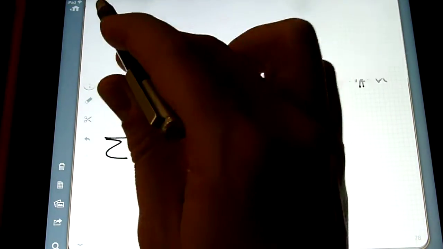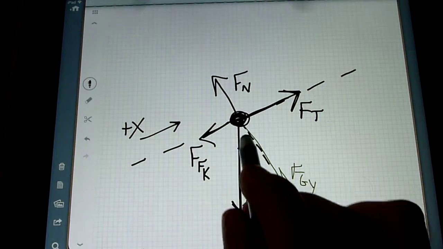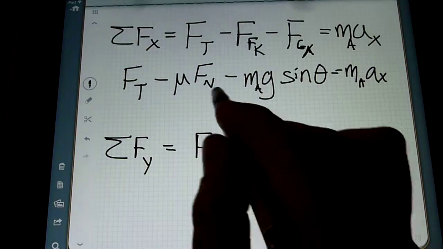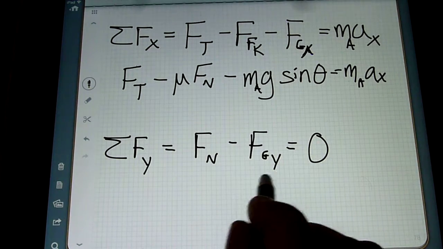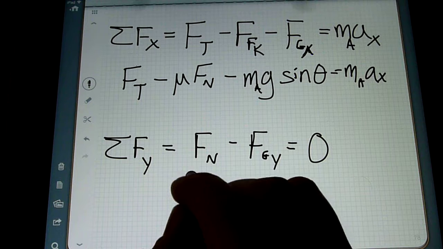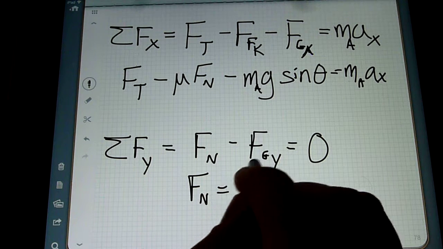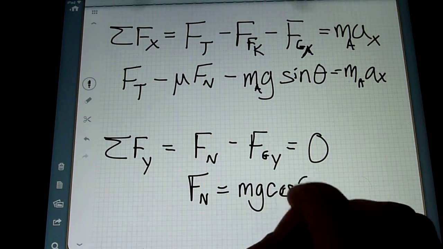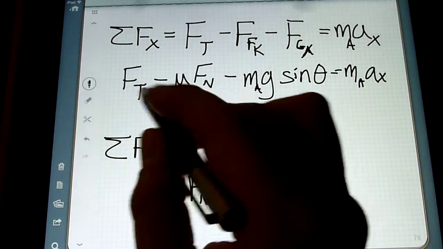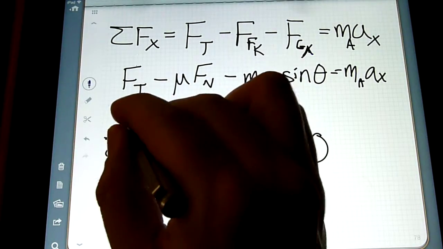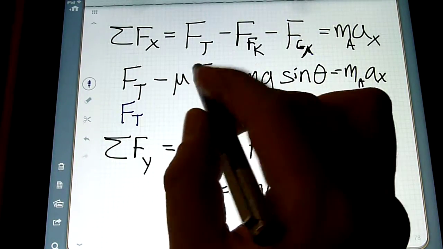The reason we're taking sine of theta is because that x component here is the opposite of this angle in our force diagram. Now this normal force, we can use our y equation to get the normal force. The normal force is going to equal the y component of the weight, so that's going to be mg cosine of theta.